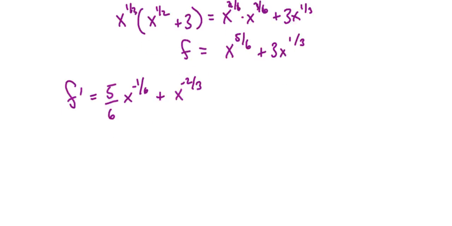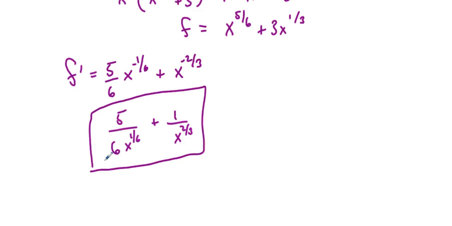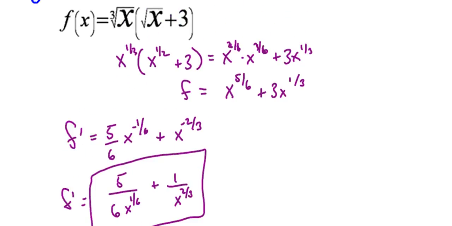We can simplify this and get rid of these, put in the bottom. So we have 5/6, so x to the 1/6, plus 1 over x to the 2/3 power. Bada bing, bada boom. And that is our answer. All right. Once again, algebra is your friend. Use it and use it wisely and do it correctly.